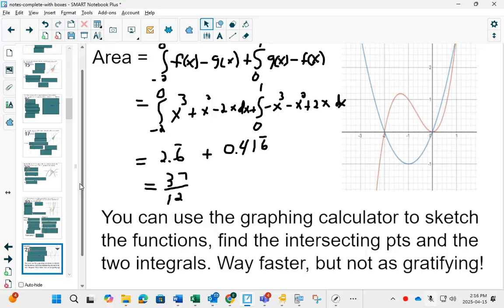So while you're doing your exam prep, sometimes you're going to come ask me questions. I'm going to say, hey, the way that you did it's great, but I can show you some shortcuts to use on your calculator as well.